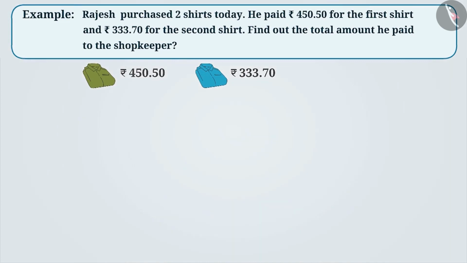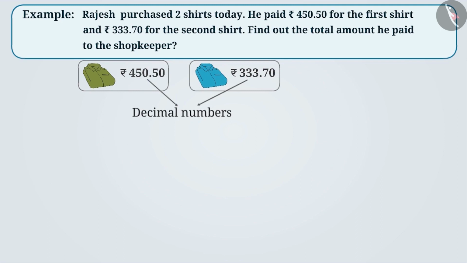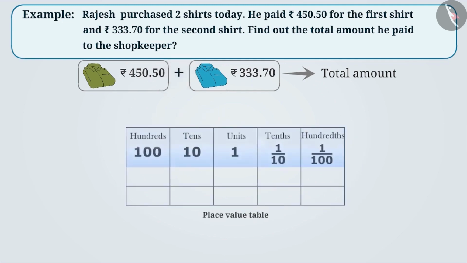From the given example, it is clear that Rajesh purchased the first shirt for rupees 450 and 50 paisa and the second shirt for rupees 333 and 70 paisa. Here we can see both the numbers are decimal numbers. To know the total amount he paid to the shopkeeper, we need to add these two numbers. To add them, first arrange them in the place value table.